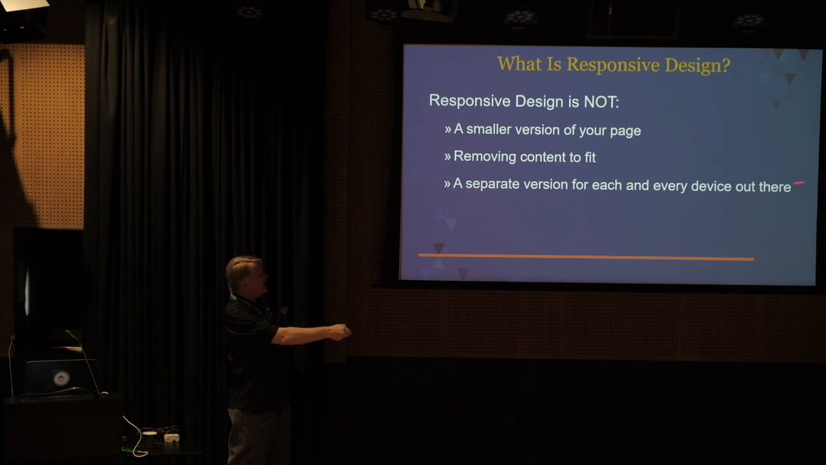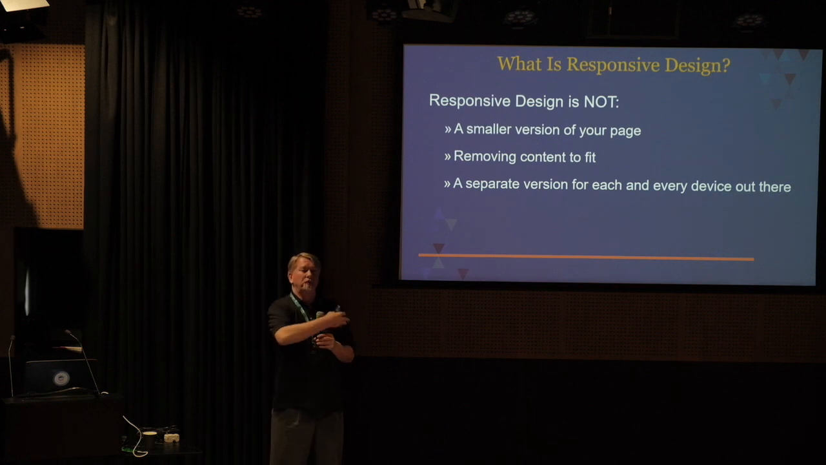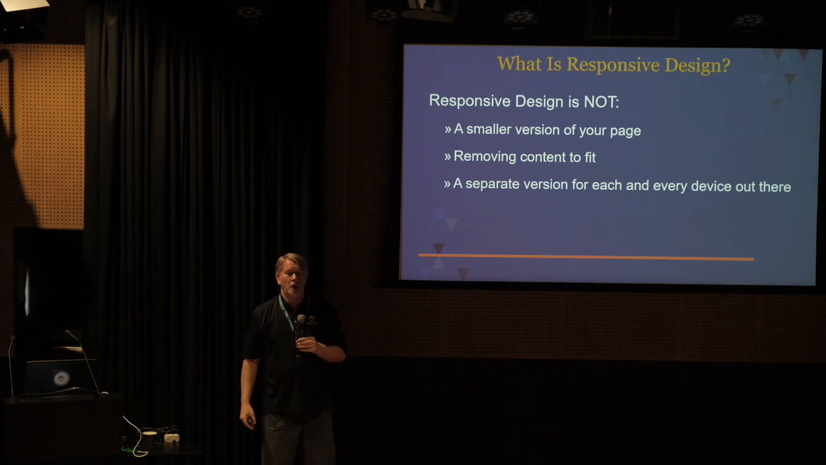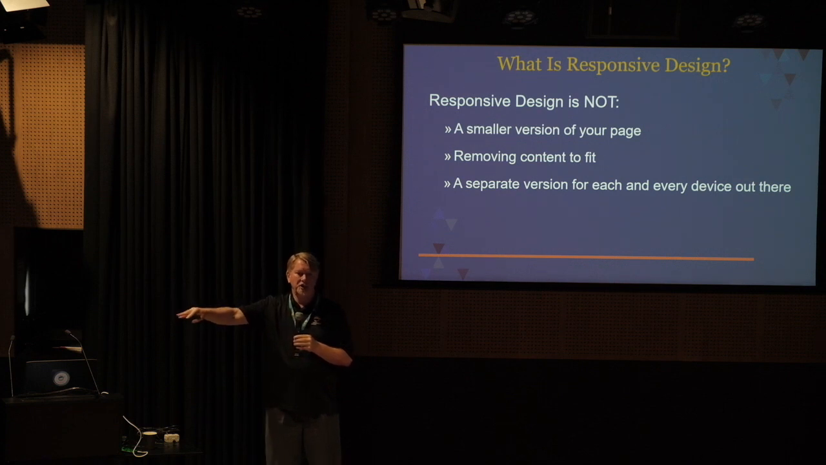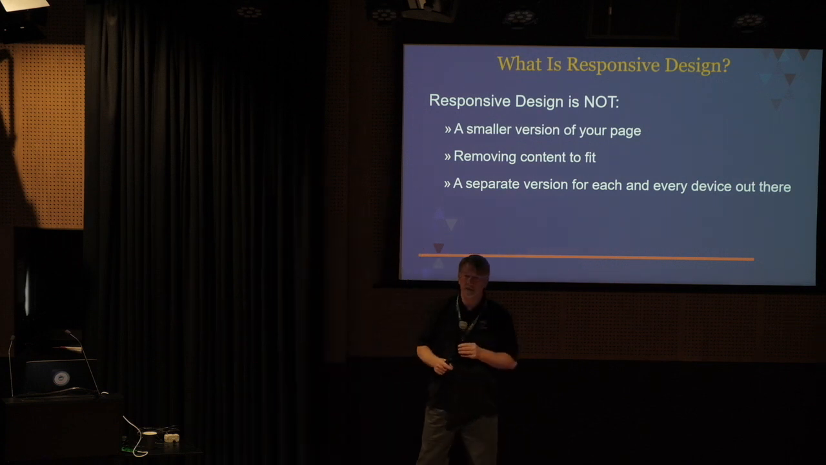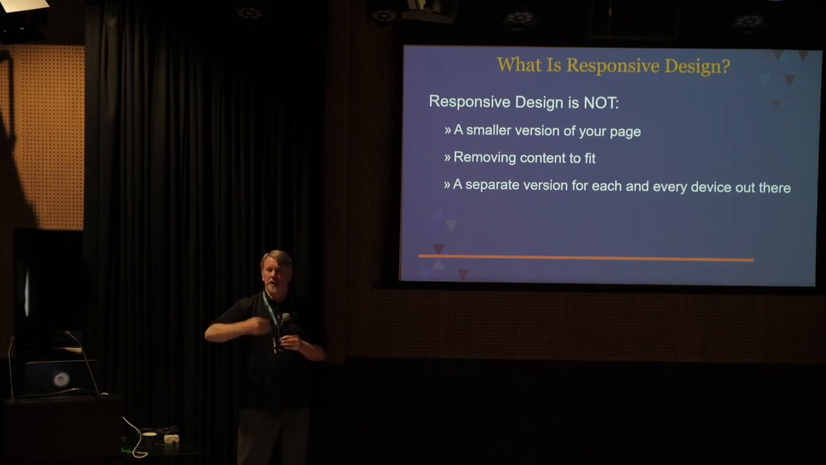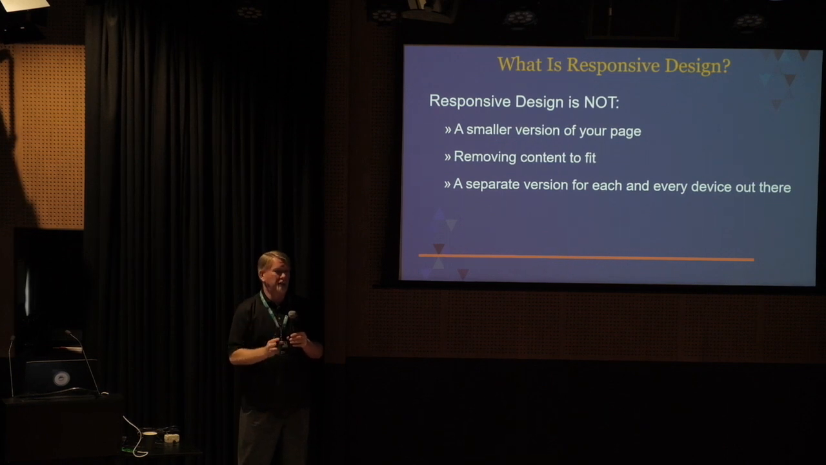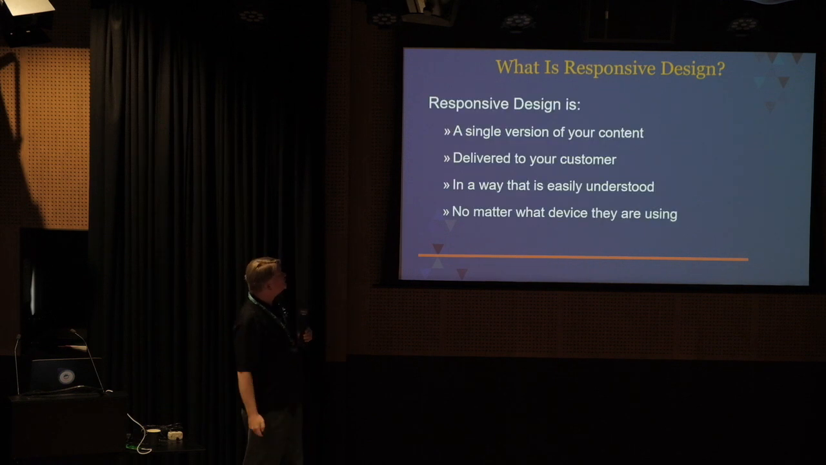And it's not a separate version for each and every device out there. That's kind of what started this whole thing. The amazing iPhone came out, and all of a sudden everybody started saying, well, we need a desktop version of our pages and we need an iPhone version of our pages. Well, anytime you start duplicating content, that's inefficient. So that is one of the early scenarios where responsive design was designed to solve that problem. How do we author content once and have it automatically adapt to these various devices?